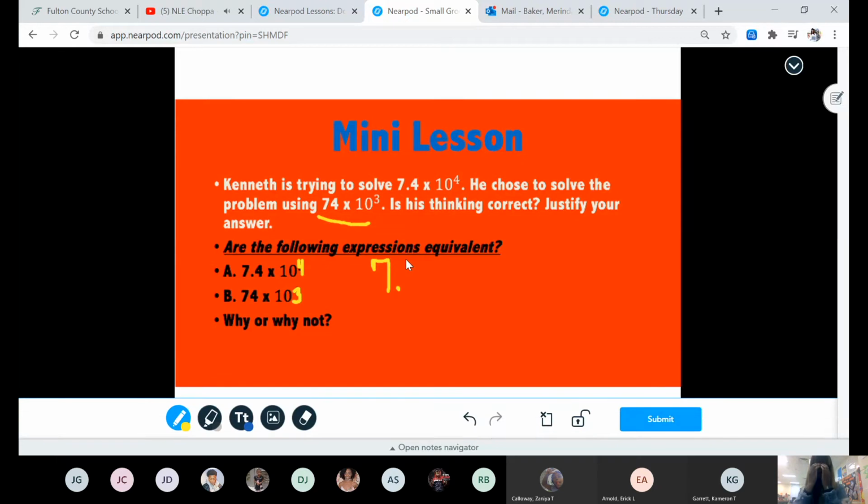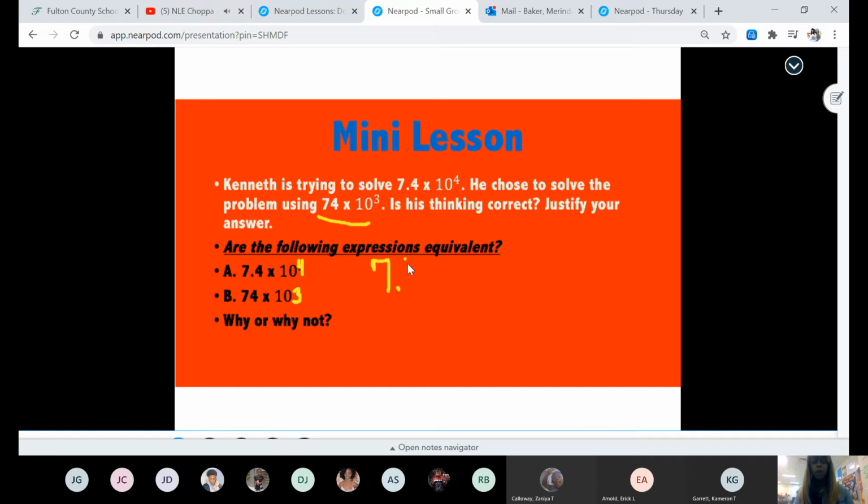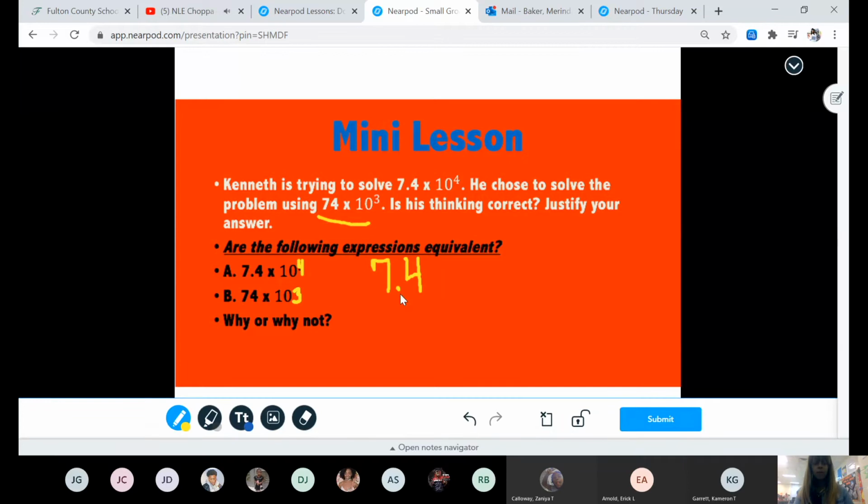So now, Jabari, I saw that you said you wanted to help me. Go ahead and unmute. Jabari, we're going to first start off by solving 7 and 4/10 times 10 to the 4th power. Now, let's find our decimal. Do we have a decimal, Jabari, or do we need to put one there? So step 1 is find your decimal. Do we have one? Yeah, we already have one. We had that 7 and 4/10.